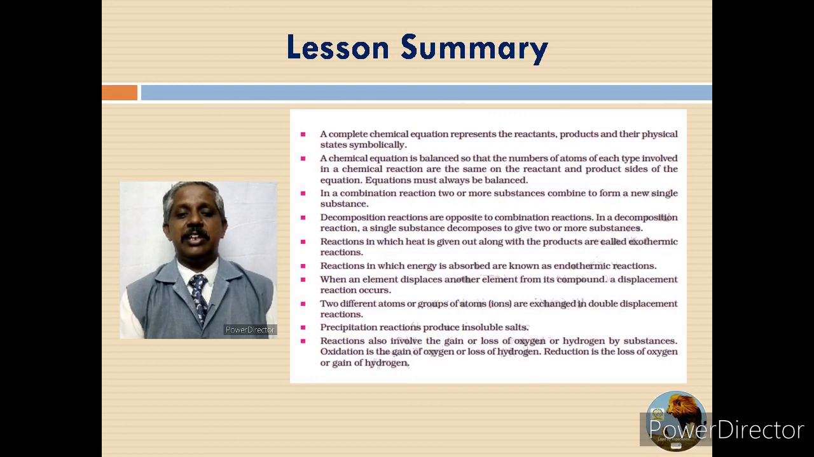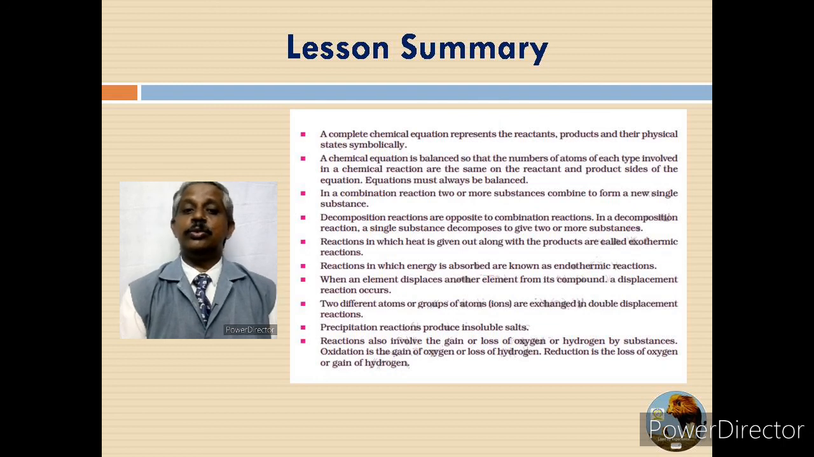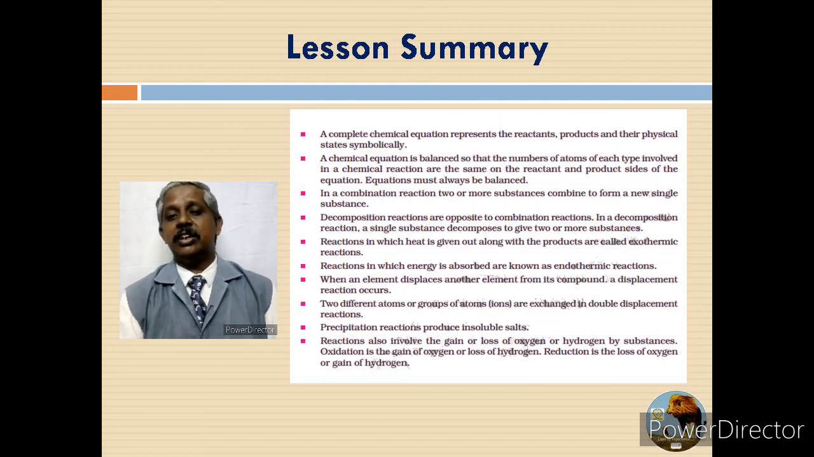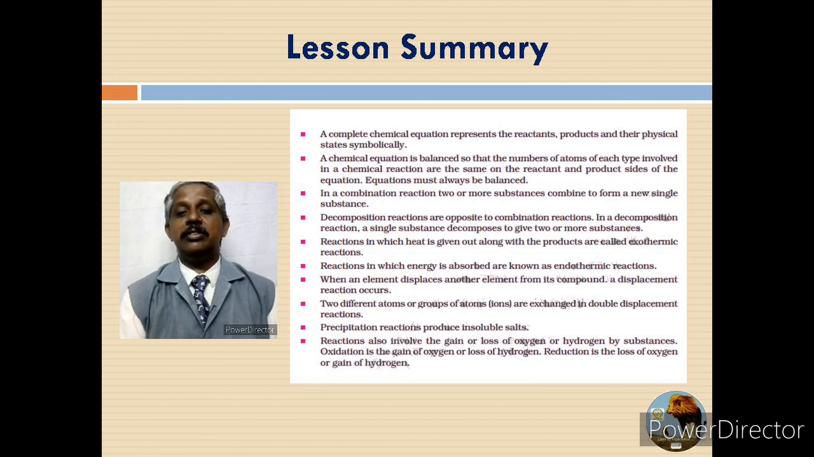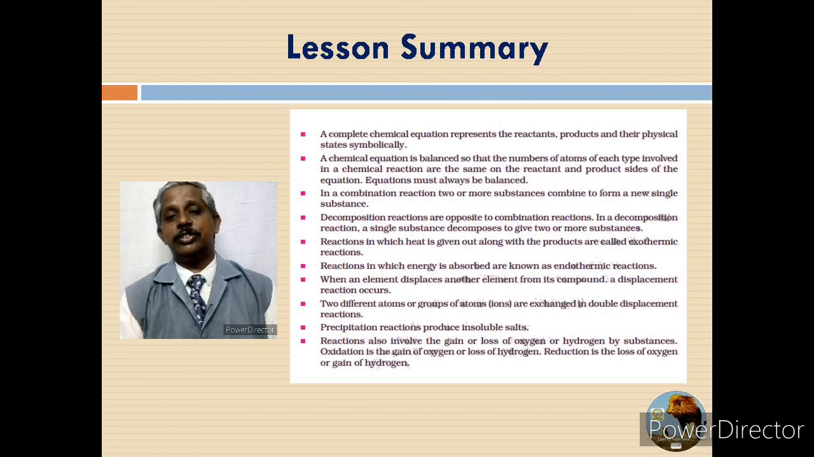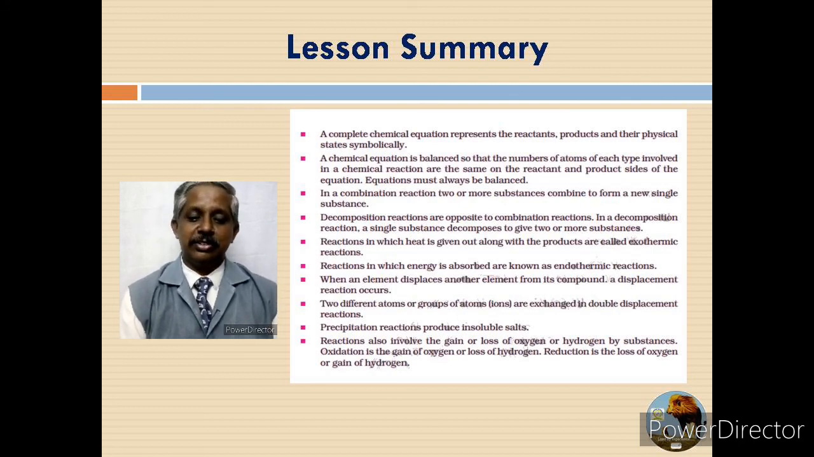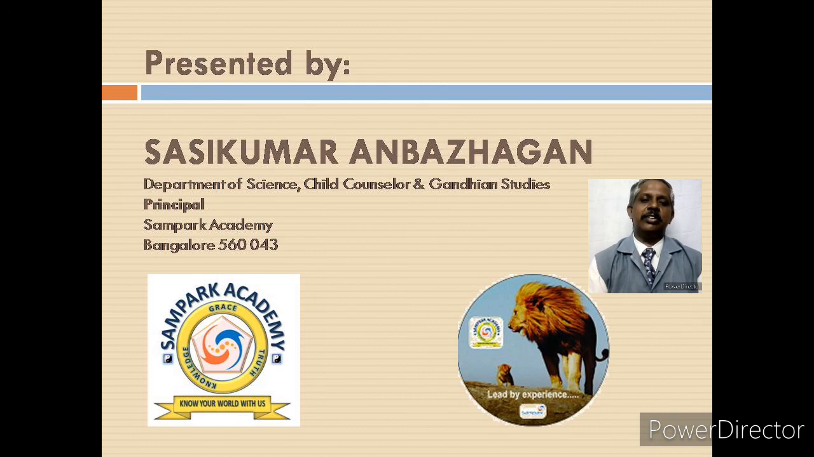When an element displaces another element from its compound, a displacement reaction occurs. Two different atoms or groups of atoms or ions are exchanged in double displacement reactions. Precipitation reactions produce insoluble salts. Reactions also involve the gain or loss of oxygen or hydrogen by substances. Oxidation is the gain of oxygen or loss of hydrogen. Reduction is the loss of oxygen or gain of hydrogen. And there completes our chapter.